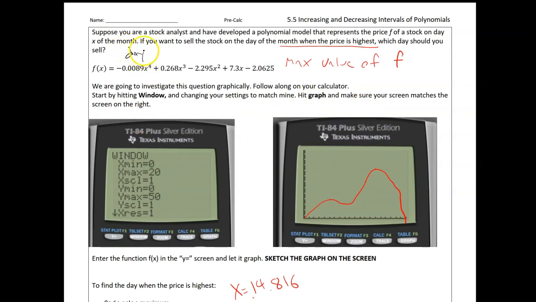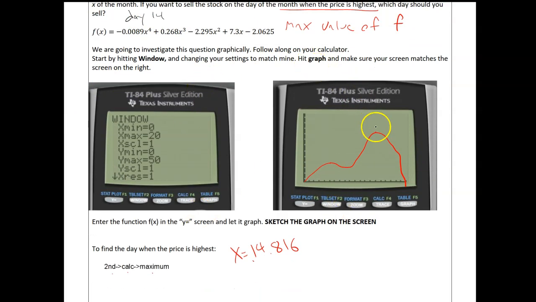So to answer our question, the answer was that on day 14 you should sell. That's when you're going to get the highest value for your stock, and on our graph that is here, day 14. I also want you to annotate our left bound and our right bound, because this is tricky to remember. Left bound was here, right bound is here. The reason this is important is because there's another maximum here, and your calculator needs to know which one to look at. That's why you have to pick a left bound and right bound there.